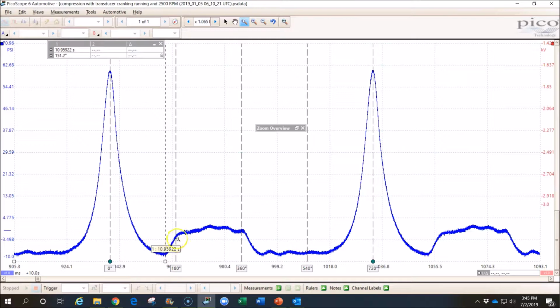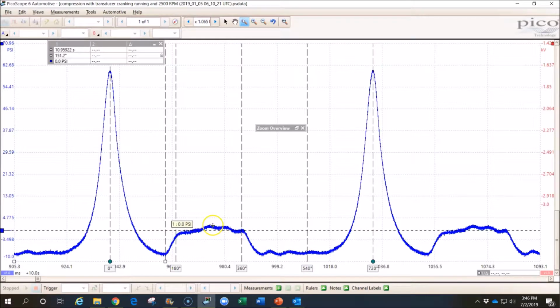The reason the pressure rises is because when the exhaust valve is open, the pressure in the cylinder equalizes with the pressure in the exhaust manifold, and the pressure in the exhaust manifold should be very near atmospheric pressure. So if I bring this ruler down and mark off 0 psi, which represents atmospheric pressure because this pressure transducer is zeroed at atmospheric pressure, you'll notice that it is very near atmospheric pressure, which is good.